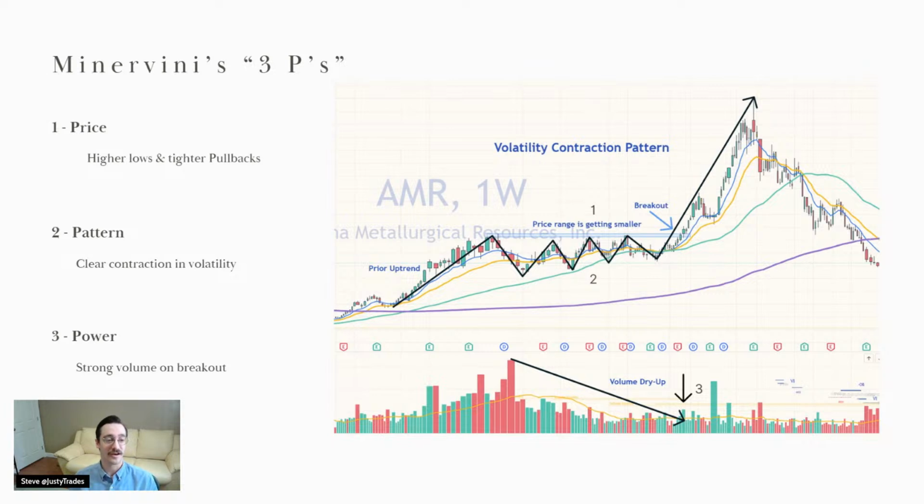So we have price. We want to see it getting tighter. Same thing we were talking about, just tightening up. Higher lows and tighter pullbacks. We have pattern, the clear contraction in volatility. Same thing there. And power is the volume through the breakout. Pretty simple here, right? We can all do this. That's what I love about this.